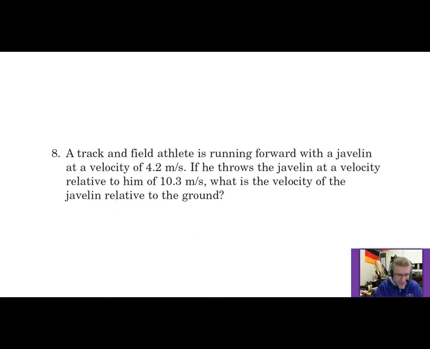So here we are. We're a track and field athlete. I'll do my athlete drawing here. The athlete has a javelin, a sharp stick, and the athlete is running forward at a velocity of 4.2 meters per second. If he or she, of course, throws the javelin at a velocity relative to him of 10.3 meters per second, how do you figure that they're throwing it relative to them?